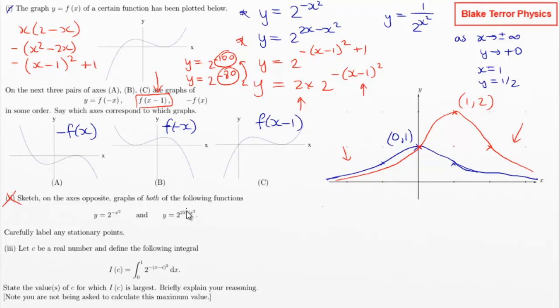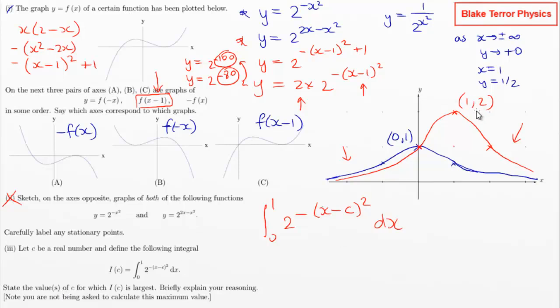Right, that was pretty involved drawing those out. What have we got for part C then? Let C be a real number and define the following integral. Okay, let's just write that integral out a little bit larger. We've got the integral from 0 to 1 of 2 to the minus (x minus c) squared dx. Okay, so that's looking like this second function. State the value or values of c for which I of c is largest. Briefly explain your reasoning. Note you're not being asked to calculate.